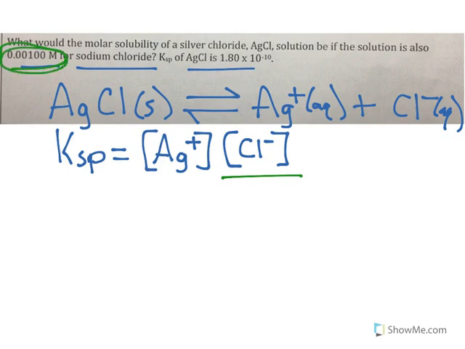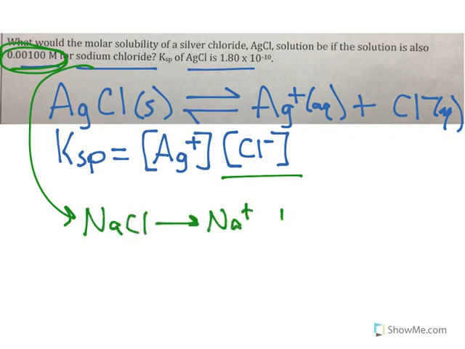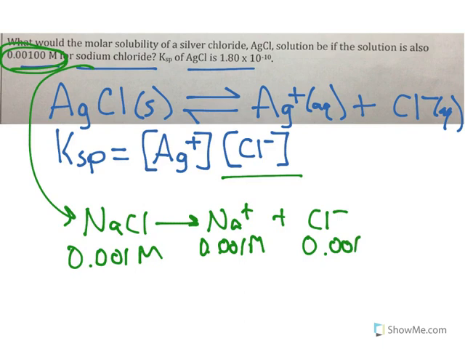If you think about what this means, this sodium chloride has a sodium in it, so it's going to fully dissociate out into sodium ions and chloride ions. So if this is a 0.001 molar sodium chloride, then it's going to be 0.001 molar sodium and 0.001 molar chloride. Now, which of these is relevant?